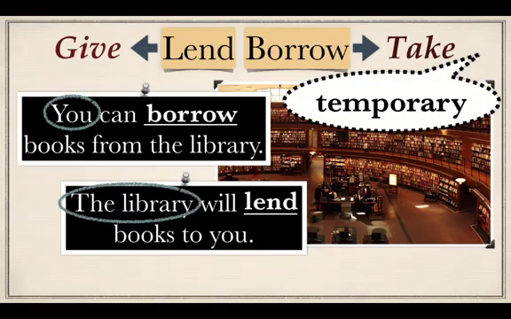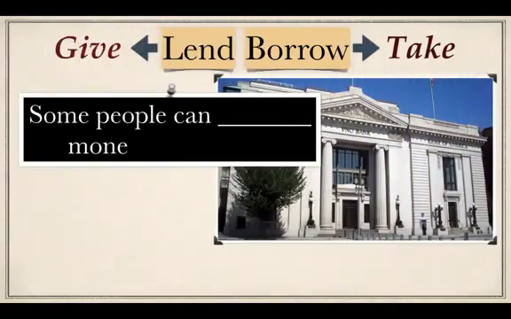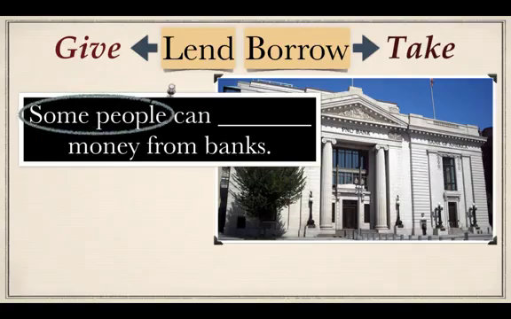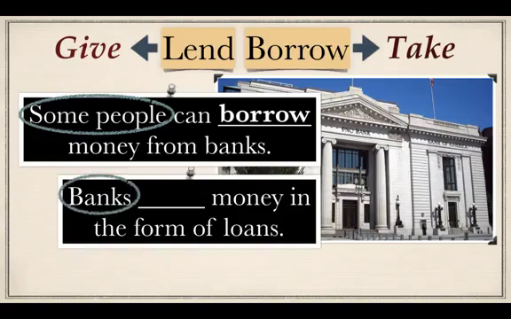Let's try one more example. Some people can blank money from banks. Pay attention to the subject to help you. Some people can borrow money from banks. Banks blank money in the form of loans. What do the banks do? They lend the money in the form of loans. Great.